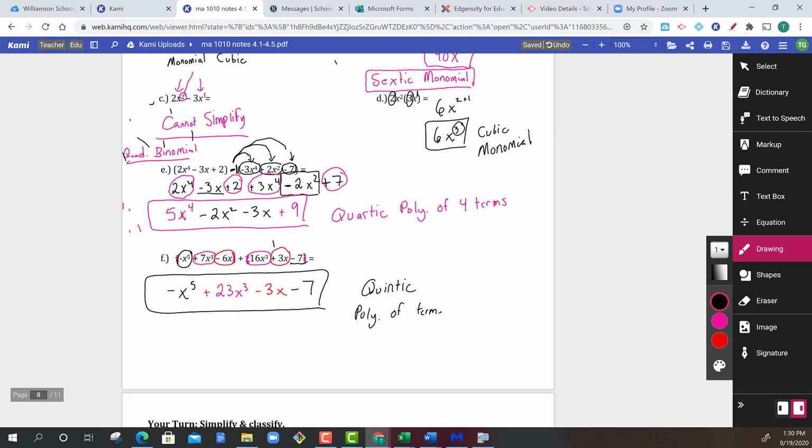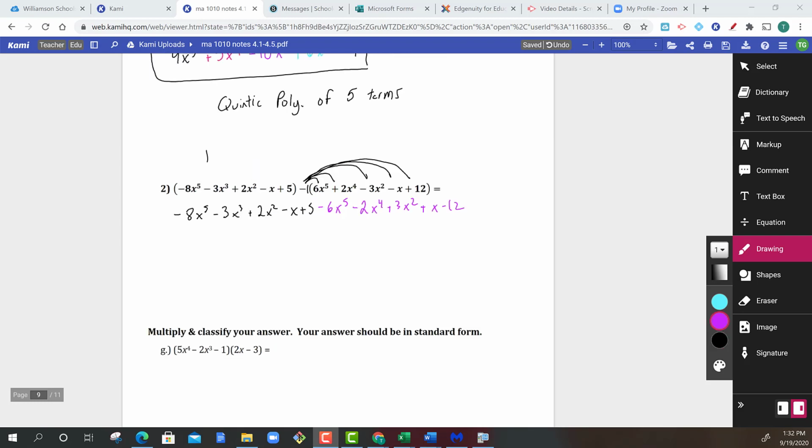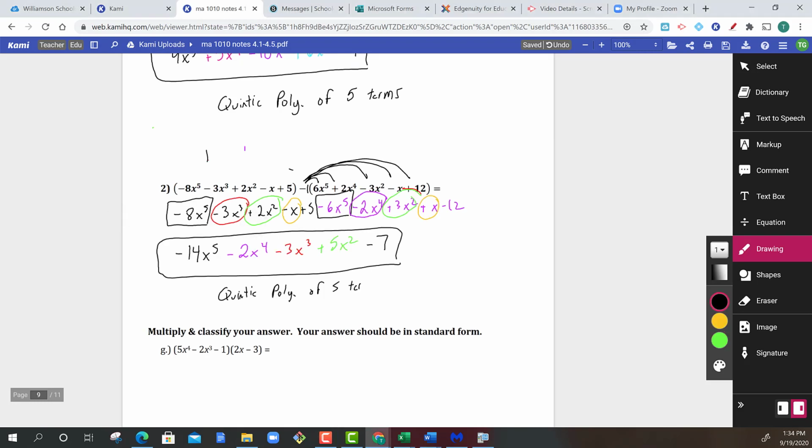Go and pause the video and try the next 2 on your own. So there's the answer to number 1, quintic polynomial of 5 terms. And the answer to number 2. So that's what I got on number 2. Notice the x terms, the negative x plus x, those canceled out. Cannot guarantee I have not made a mistake in there. So double check my work. If you find a mistake, please let me know.